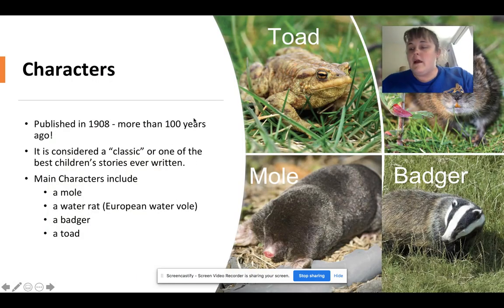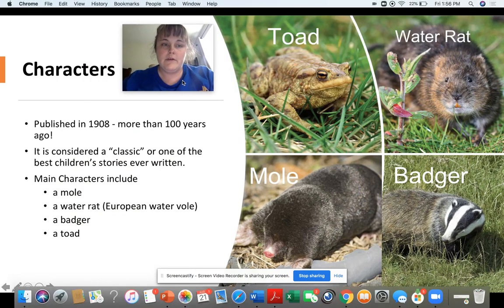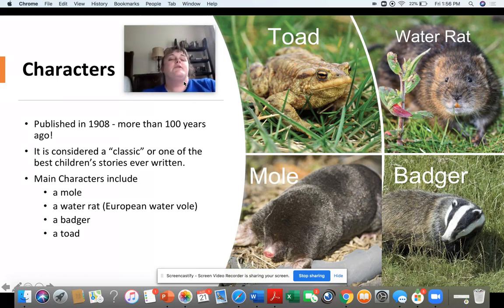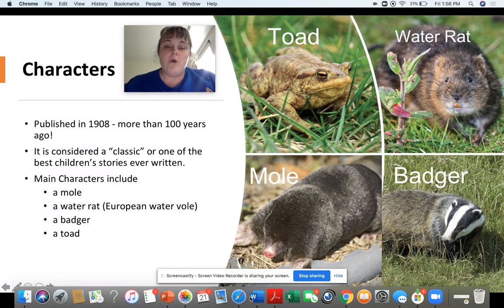Okay, now let me introduce you to the characters. Let me move my head because I'm definitely not a character in the book. But this book was published in the year 1908, so it's more than 100 years old. It's considered to be a classic, or even one of the best children's stories ever written. And the main characters include a mole, a water rat, a badger, and a toad. And there may be a few other characters that are introduced, but these are the four main friends that we're going to be hearing about.